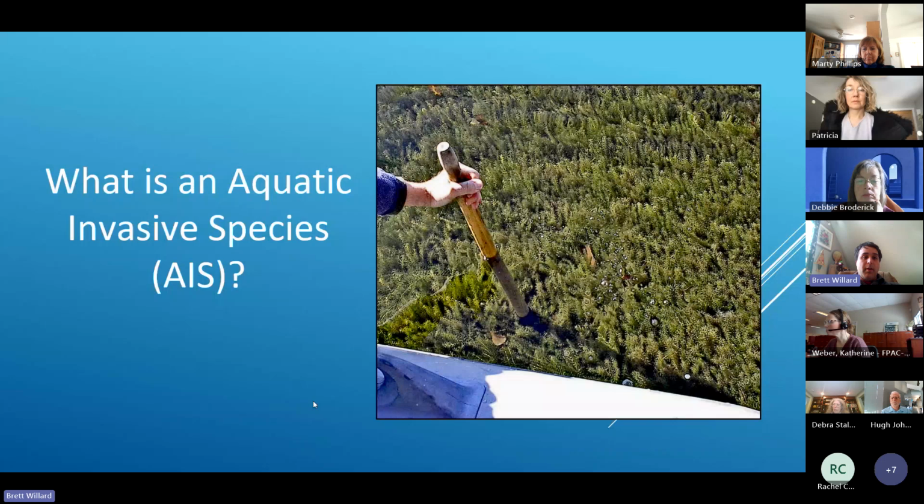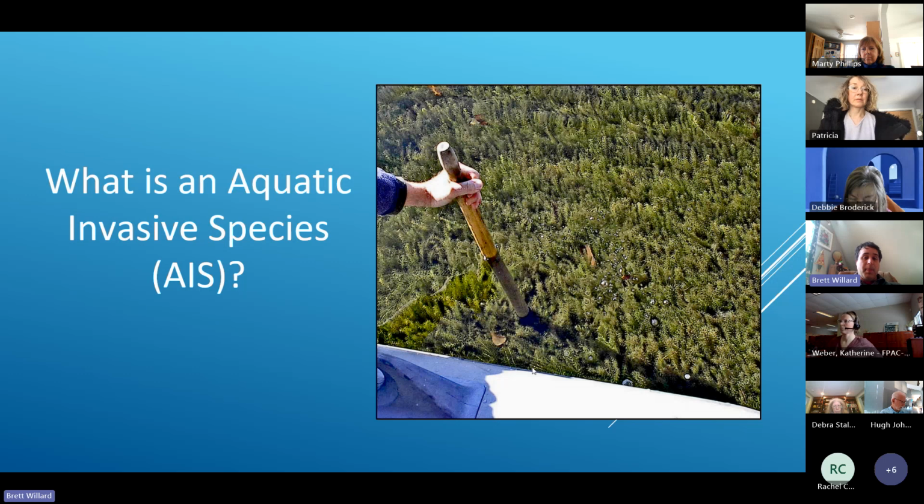So going into here, we're going to start off with just what is an aquatic invasive species. Well, most of us know what an invasive species is. Of course, as defined by the National Invasive Species Council, it is an alien species whose introduction does or is likely to cause economic or environmental harm or harm to human health.